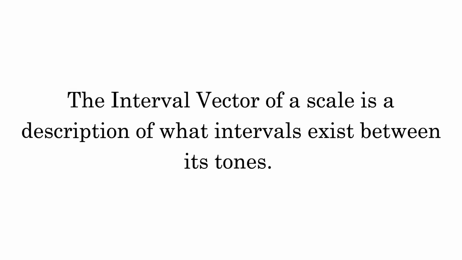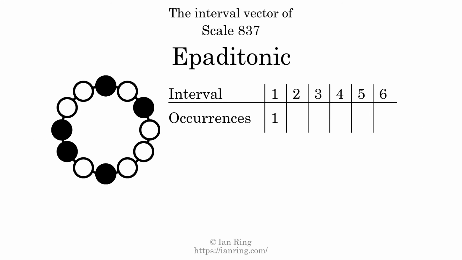The interval vector of a scale is a description of what intervals exist between its tones. There is one interval with a size of 1 semitone. It is here. There are 2 intervals with a size of 2 semitones. They are here and here. There are 2 intervals with a size of 3 semitones. They are here and here.